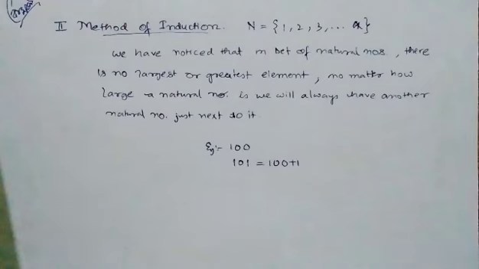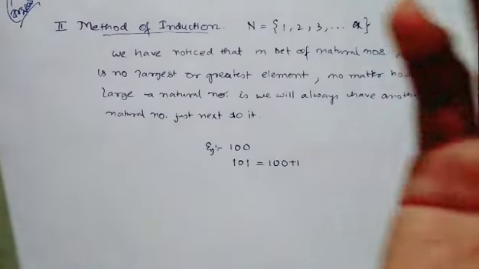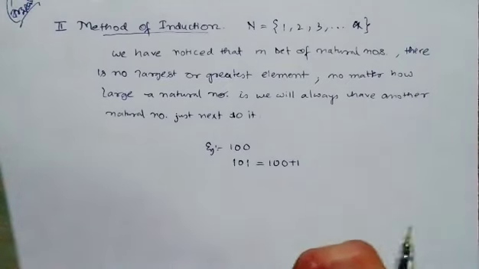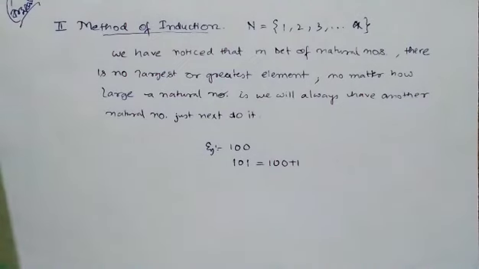You will always find a natural number which is just next to it. If we consider 100, then 101 is the next natural number, which is 100 plus 1. Let's take 500, a natural number. It is not the largest natural number, because 500 plus 1, which is 501, is the next natural number. If you consider 1 lakh, then 1 lakh plus 1 is the next natural number. So we cannot say that this is the largest natural number.